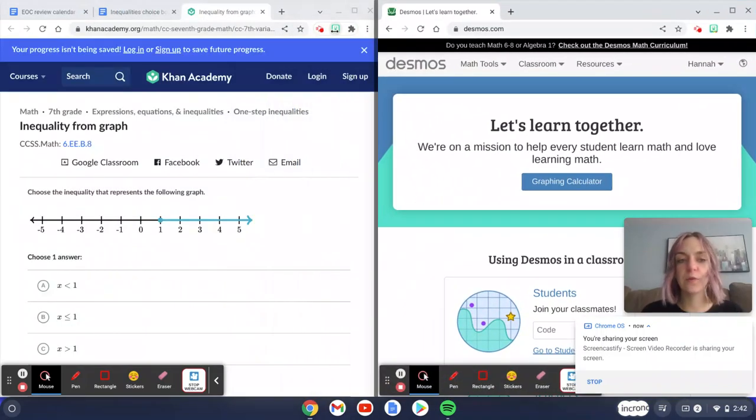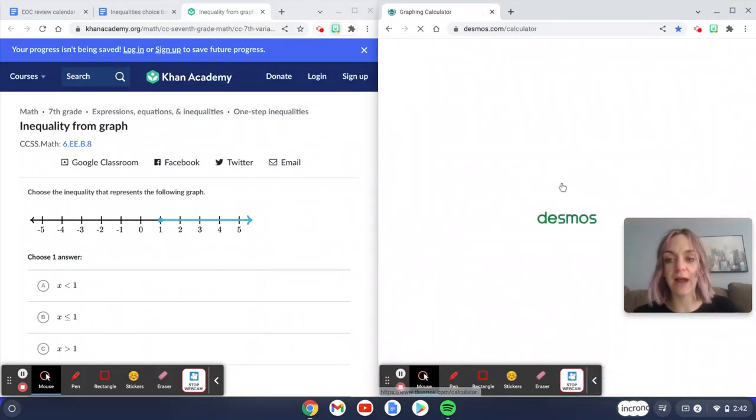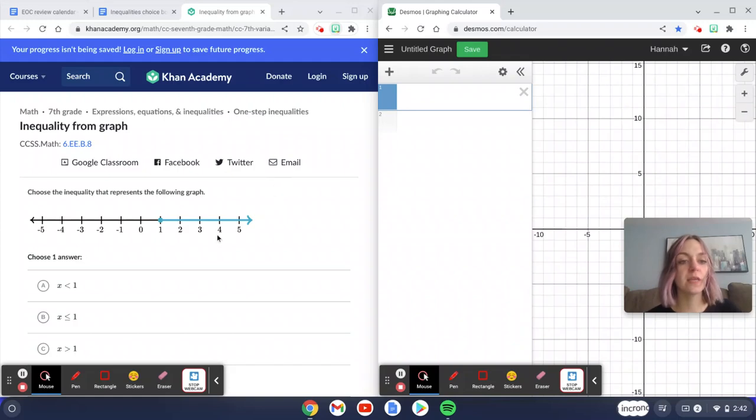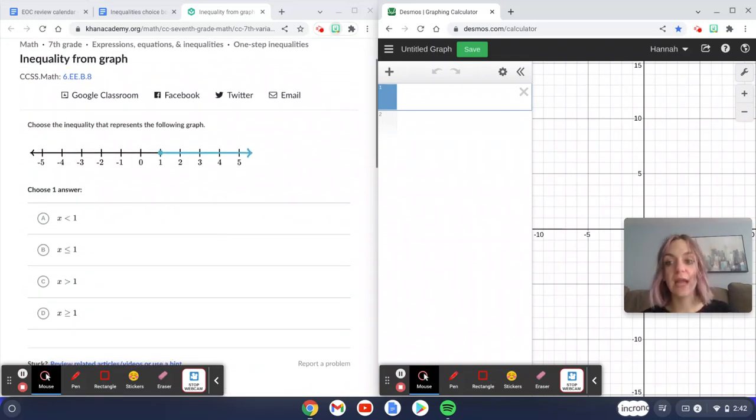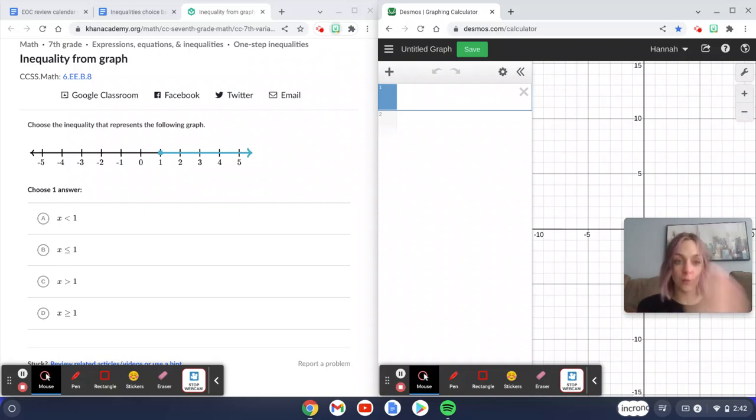So this video will help you with the inequalities from a graph activity. We're given a graphed inequality, and what we have to do is select which inequality represents the graph. Now, one thing that you can do is use Desmos for this, or we can think about what we're looking at and what makes the most sense mathematically. I'm going to show you how to do both.